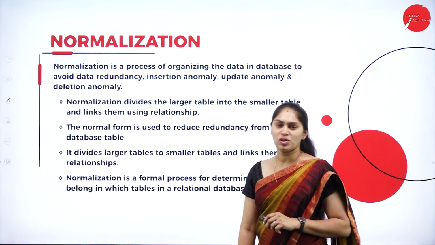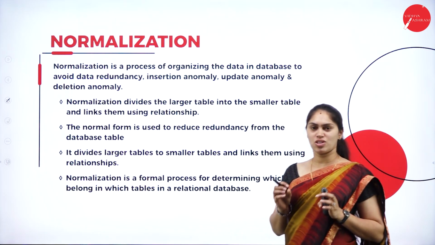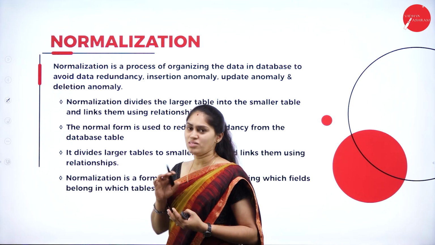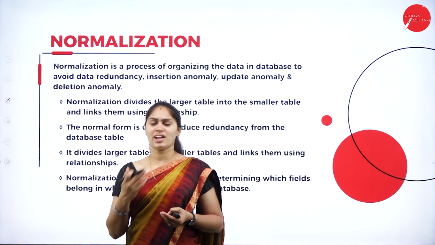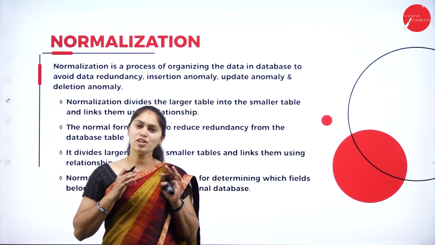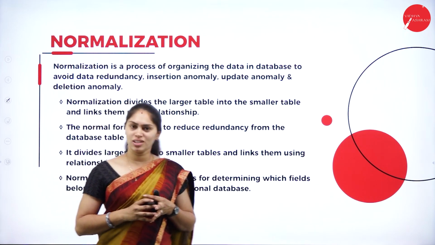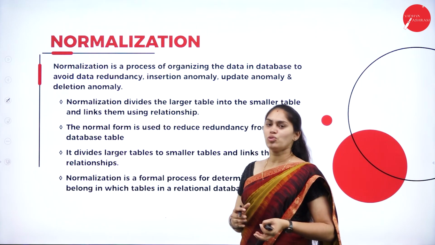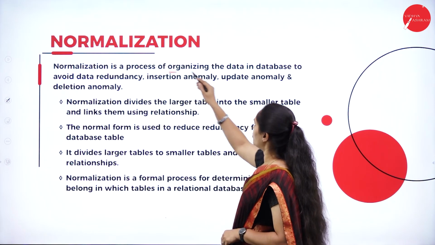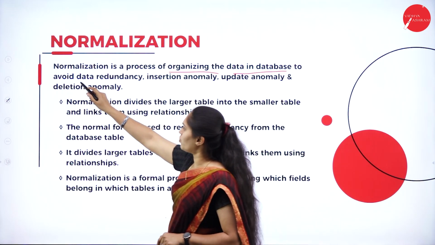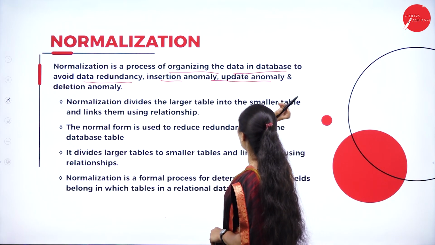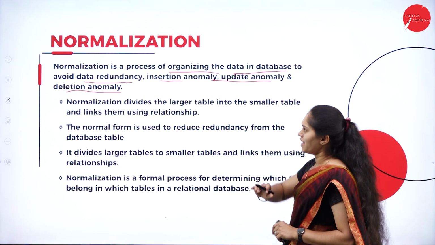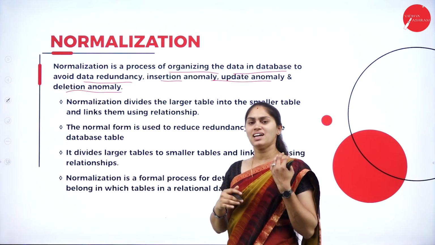We'll move to a very important concept, that is normalization. So till now we got to know what is functional dependency and what anomalies we can have. We heard words like redundancy, anomalies, inconsistency. In order to remove all those things, we have a concept called normalization. Why is it required? Then how do we do it? We'll see. It's a process of organizing the data in the database to avoid redundancy, insertion anomaly, update anomaly and deletion anomaly.